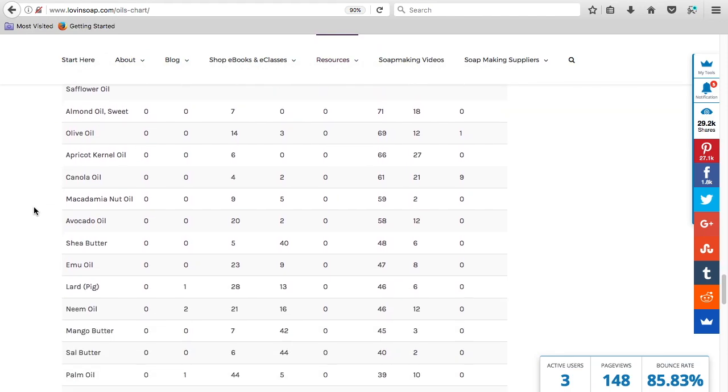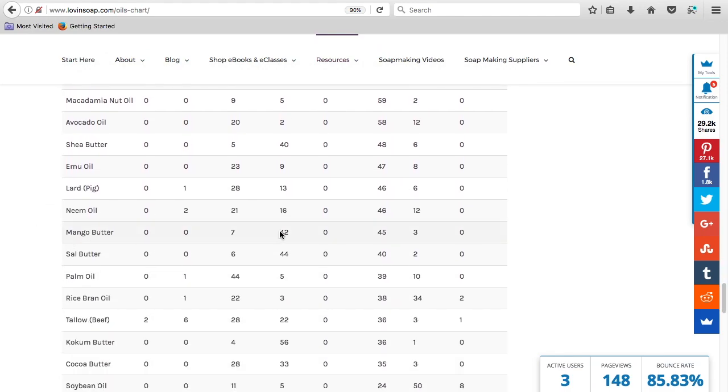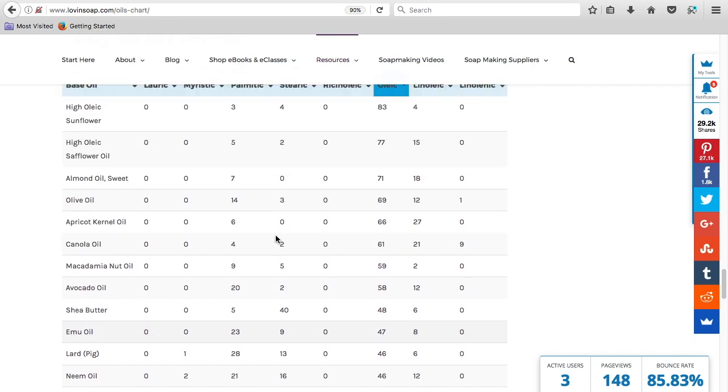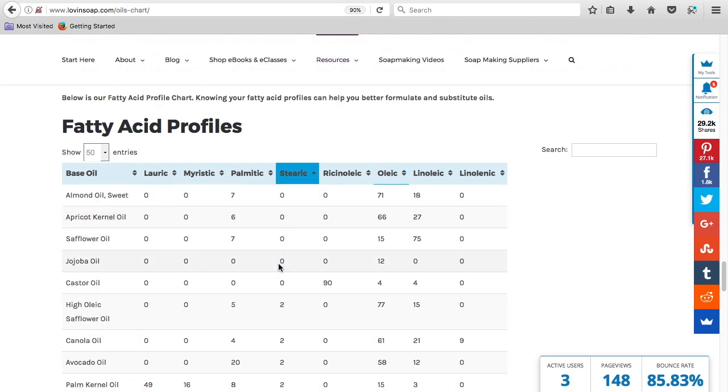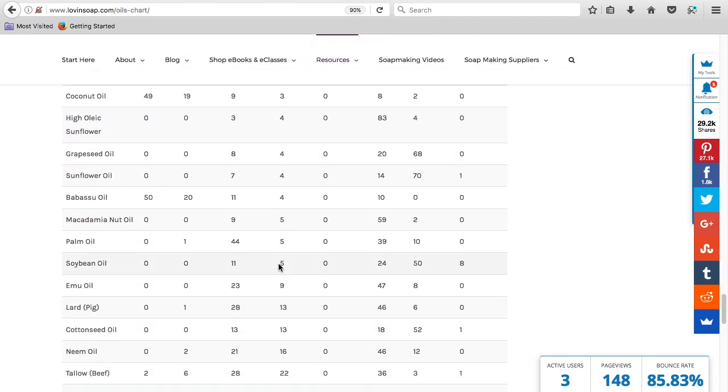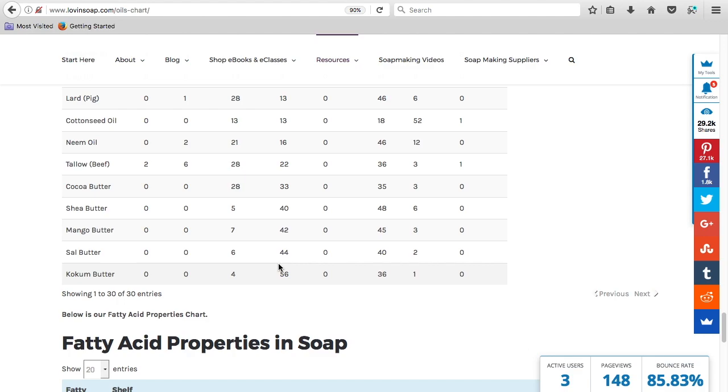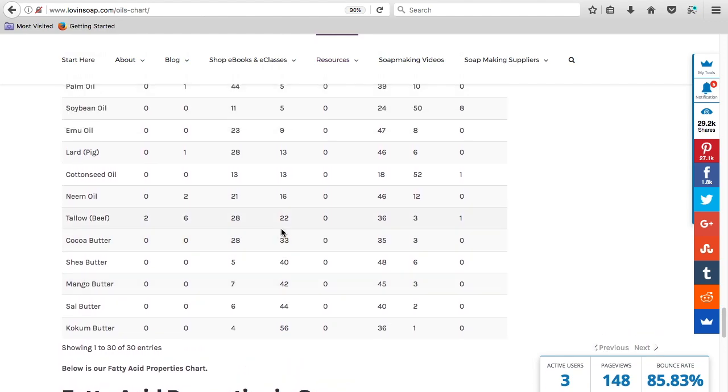Okay, same thing with, let's say we have some mango butter. Let's sort this by the stearic, and let's go down and find that mango butter. Similar to mango butter would be shea butter and cocoa butter, sort of similar. You can definitely substitute those, but it is going to have a little bit different properties. But shea butter and cocoa butter are very similar to mango butter, so would be a good substitution.